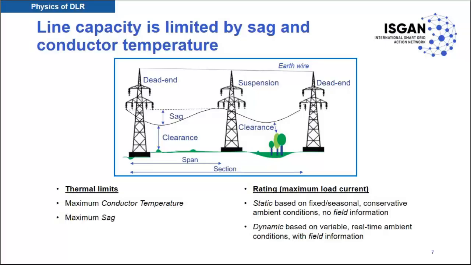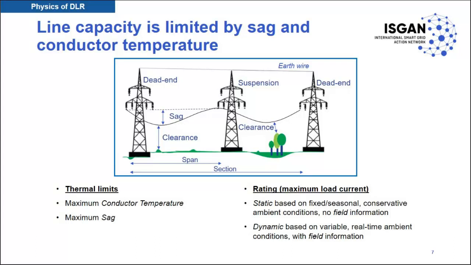So first, the physics of dynamic line rating. How does it work? Dynamic line rating is about operating an overhead line as close as possible to the thermal limits without compromising safety, and of course without damaging your equipment.